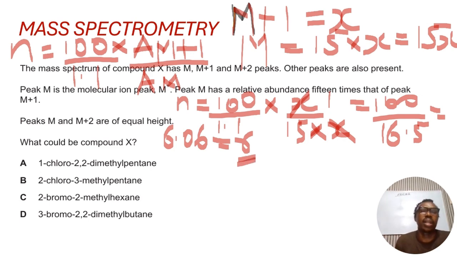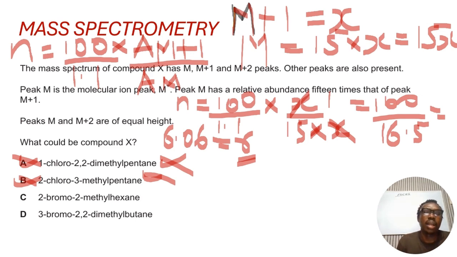So we have 6 carbon atoms, and we are given that the molecular ion and the molecular ion +2 peaks are of equal height. So the halogen that is present is bromine and not chlorine. So A is not the answer. What could be compound X? Compound X could not be A, because A contains chlorine. B is not the answer because B contains chlorine. So compound X must contain bromine as the halogen, and the number of carbon atoms in that compound must be 6.